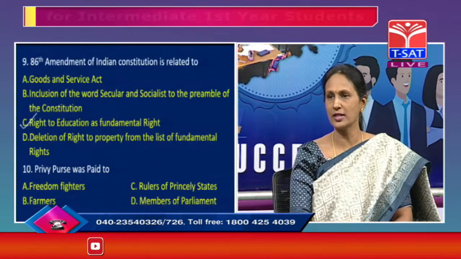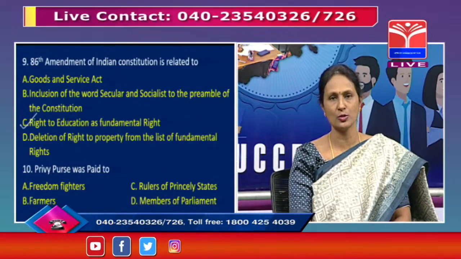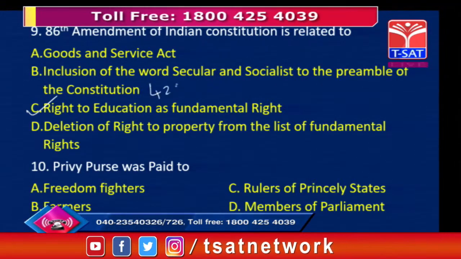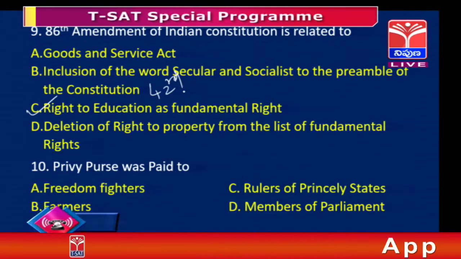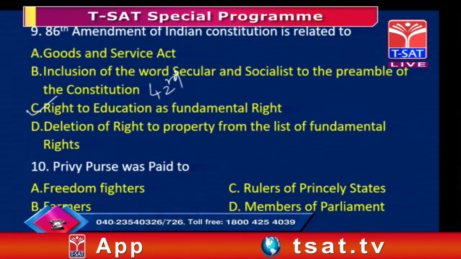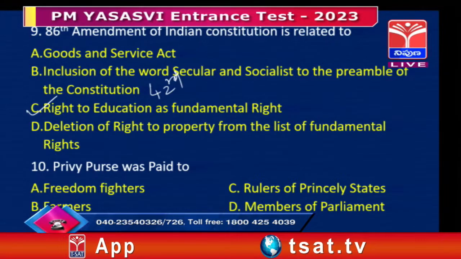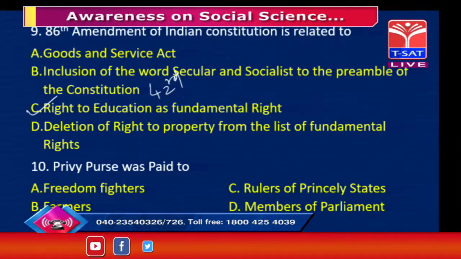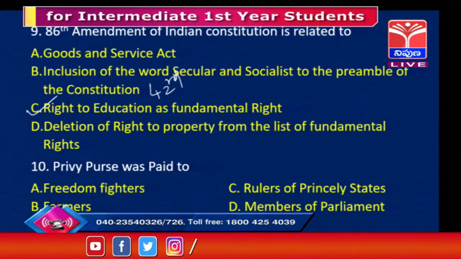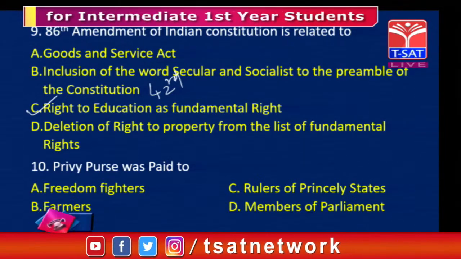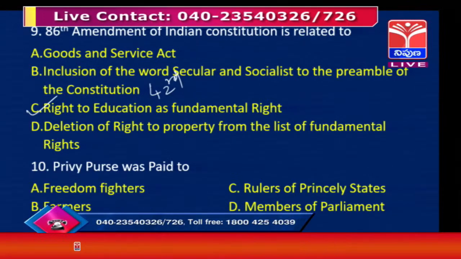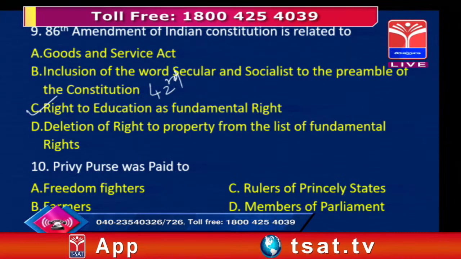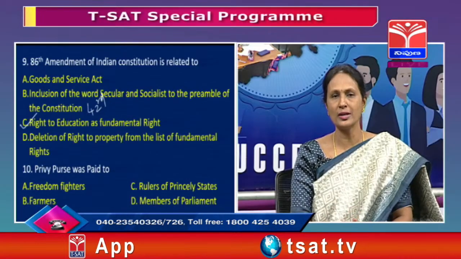Option B is for the 42nd amendment, the inclusion of the words secular and socialist to the preamble. These were not there before the 42nd amendment. Option D, deletion of right to property from the list of fundamental rights, is the 44th amendment. Before it, right to property was a fundamental right; now it has only the status of a legal right. That is why the concepts should be very clear to them: the difference between legal right, political right, social rights, and so on. Because we are at class 11th, we have to have a proper understanding of these.